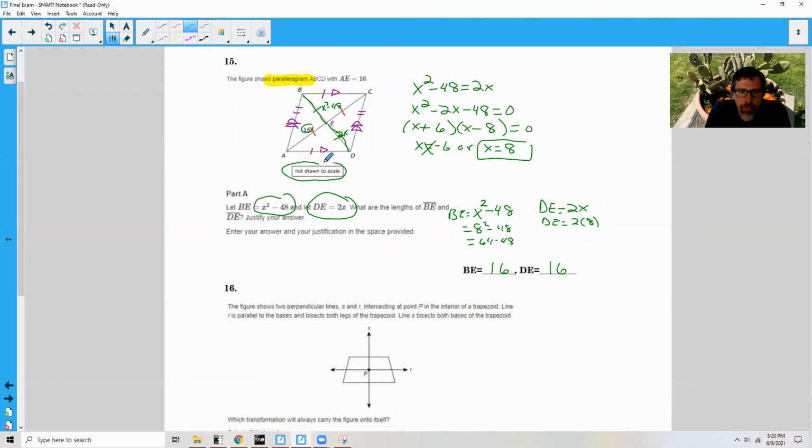Notice it says not drawn to scale. That's a good thing they put that there, because the only way this could happen where the diagonals are equal is if this was a square. But squares are parallelograms, so I guess that's okay. But anyway, the answer is 16 and 16.